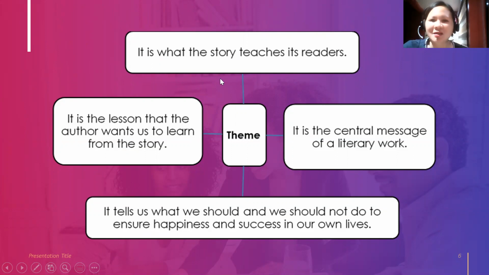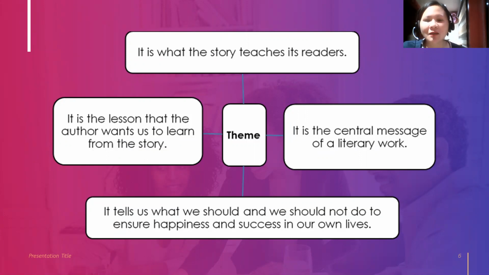Yes, of course. Okay, so whatever is being described there, what is being told there in the story, it is the theme. It is the central message of a literary work. All right, so of course, that's the main topic or the main idea in the narrative. Next one, it tells us what we should and should not do to ensure happiness and success in our own lives. And next one, it is the lesson that the author wants us to learn from this story. Okay, so that is all about the theme.